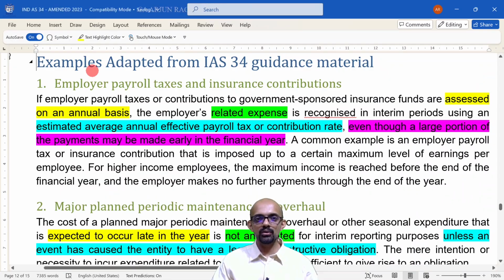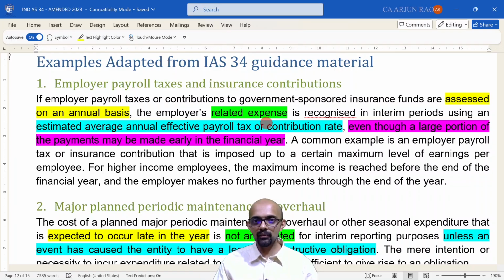Let's now quickly go through some examples that were adapted from the International Accounting Standard 34 guidance material, and these examples are also there in your study material. Employer payroll taxes and insurance contributions are assessed on an annual basis. So we have to estimate an average annual effective payroll tax or contribution rate and apply that to the interim period values. You may not have met the threshold in the first quarter, but that is what you may estimate for the entire year, and based on that you have to calculate.